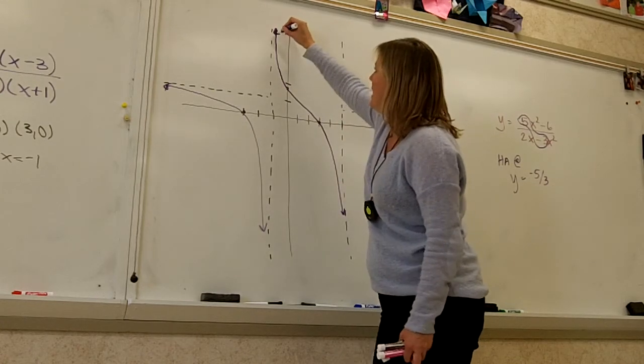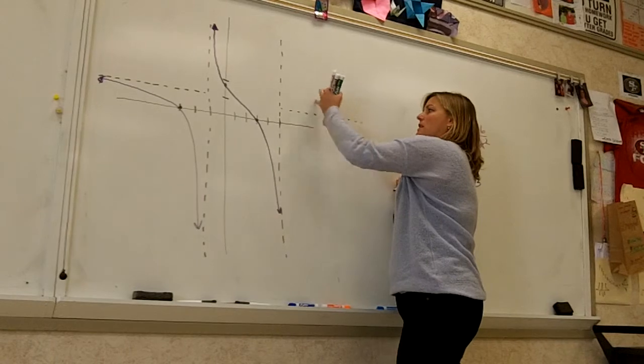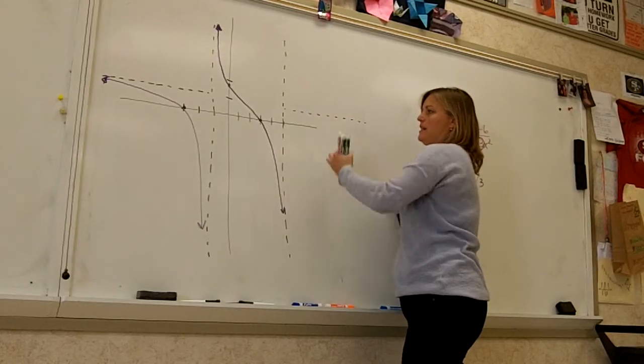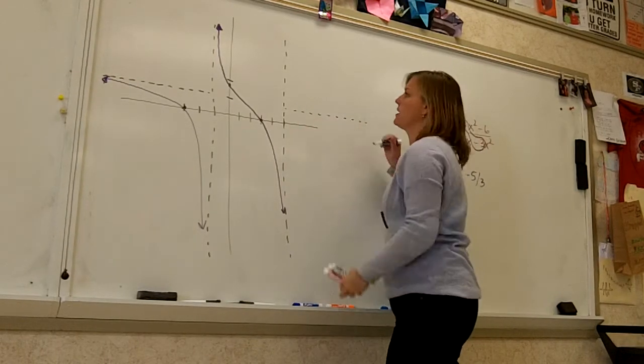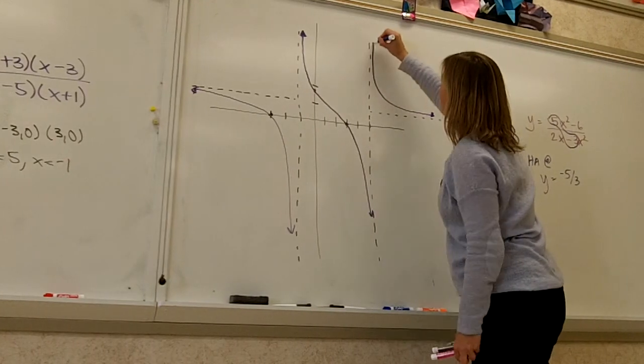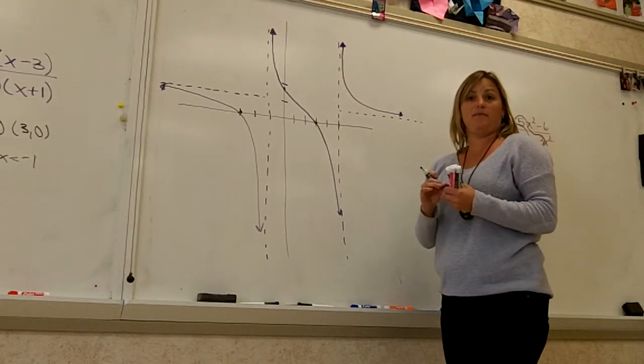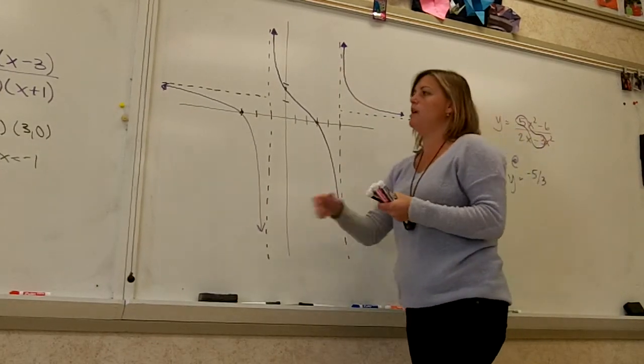Good. And then over here, again, for the same reason, I have to be above this horizontal asymptote because I can't have an asymptote sandwich and I don't have a 0 to go through here. So, there we go. Not so bad, huh? Okay, let's try one more.